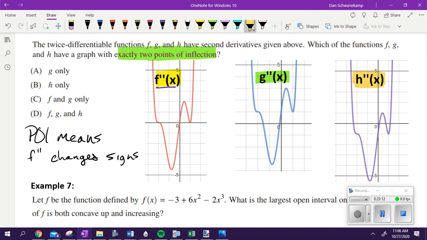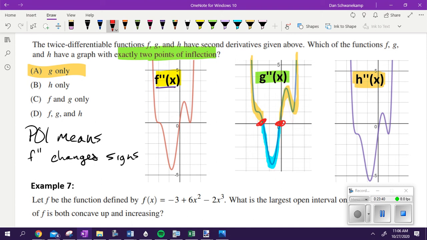Okay, so let's look at, everyone said G worked. Everybody said G worked. Right here, what is true about the second derivative? Positive or negative? Positive, because it's above the x-axis. Then the second derivative is negative. And then the second derivative is positive. How many times did it change? 1, 2. 2 times it changed. Those were both points of inflection. Everybody go with me on that one?